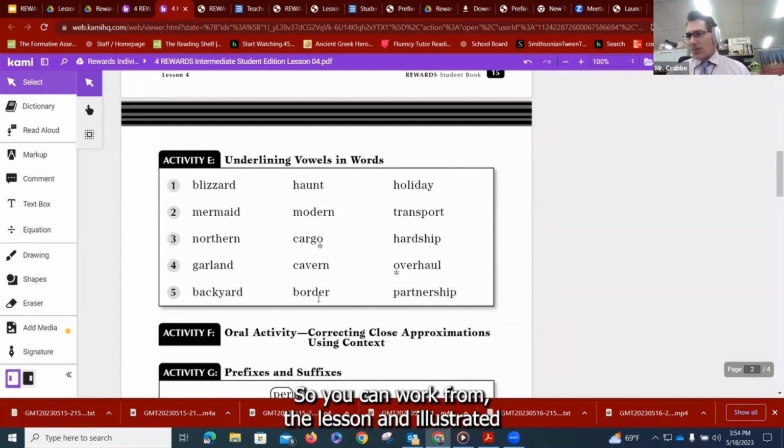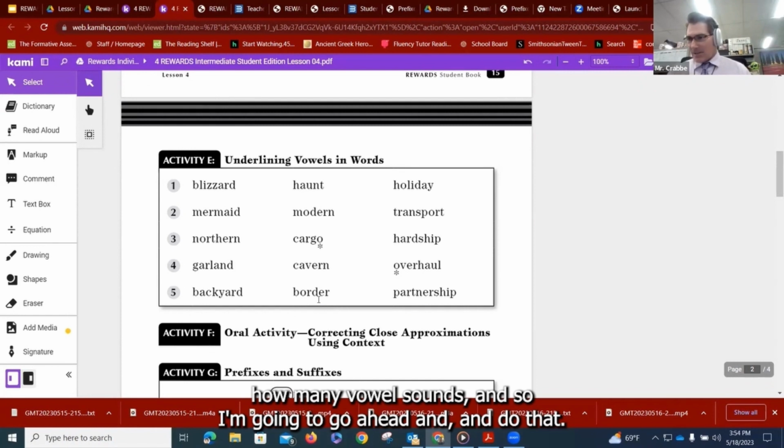You can work from the lesson and illustrated vocabulary displays from the online resources, or you can use a blank copy like I'm using here. I like to use this blank copy, like I've said before. Then I underline the vowels and I say what sound. You start with that, and then you ask them how many vowel sounds. So I'm going to go ahead and do that.